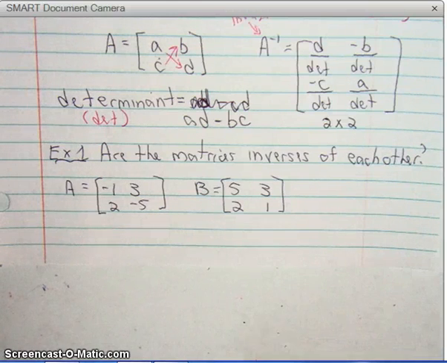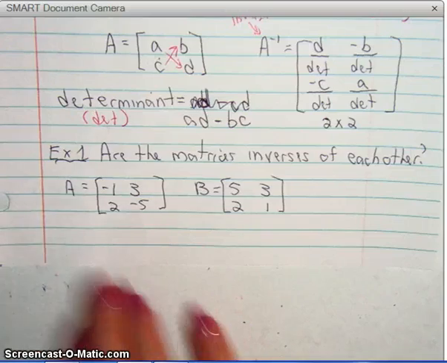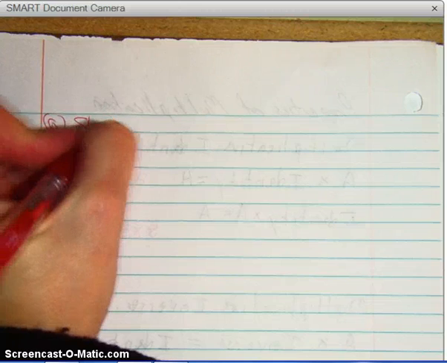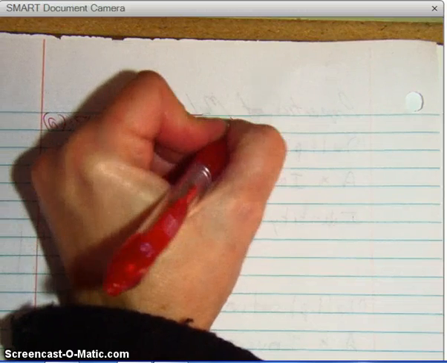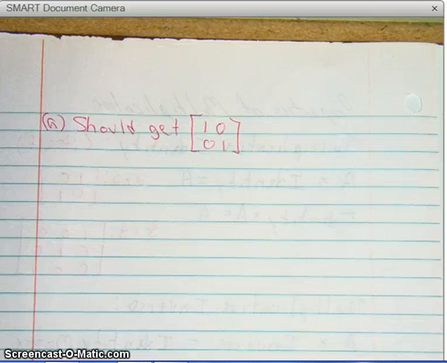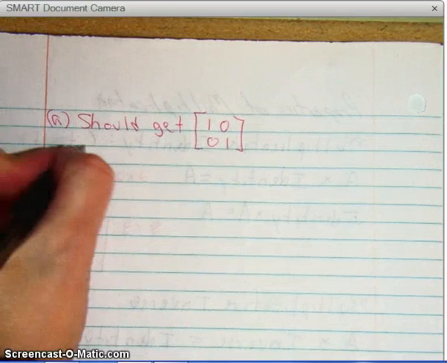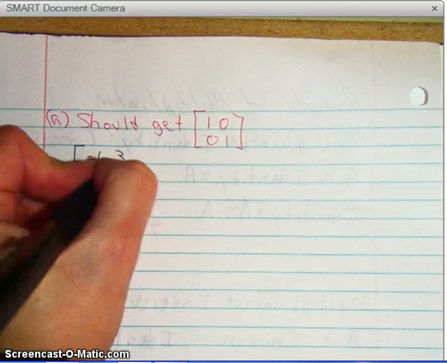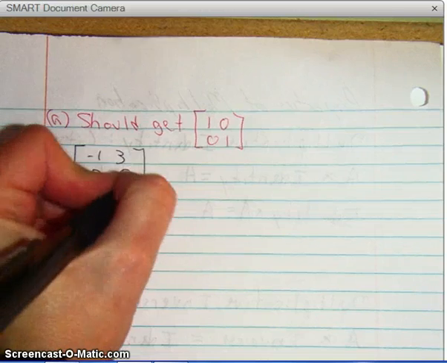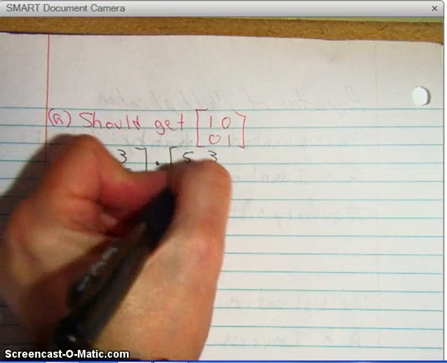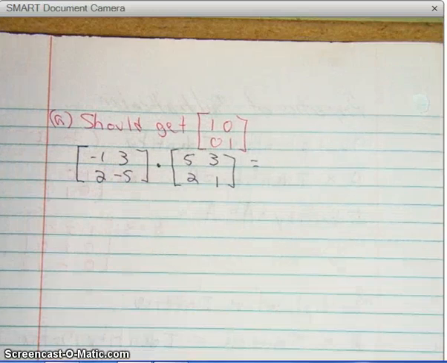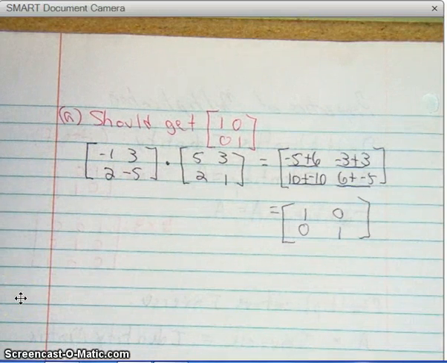Okay? So I need to flip to the back real quick. So everybody got this down? Okay, so we're going to put letter A. Okay, should get 1, 0, 0, 1. Okay, all right, so let's multiply them. -1, 3, 2, -5 times 5, 3, 2, 1. So we're going to say yes, they're inverses of each other.